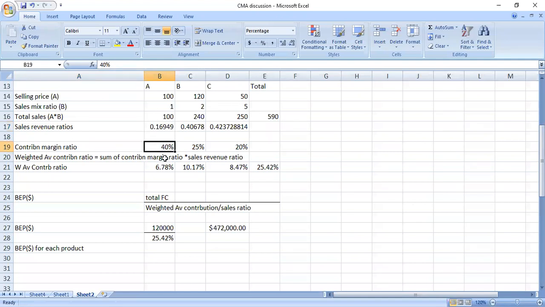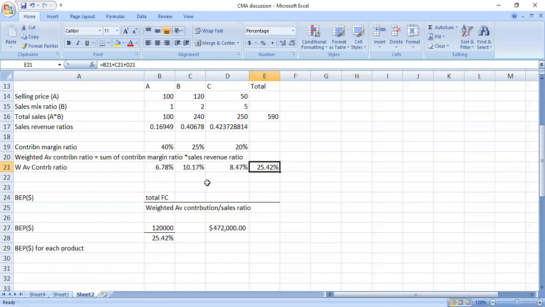When you multiply, you have 6.78% for A, 10.17% for B, and this for C. And then you add them, as the formula says. After getting the figure for each, you add. That's how we obtain our weighted average contribution ratio. I hope I've made it clear.